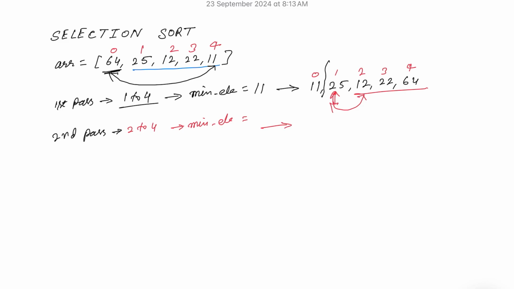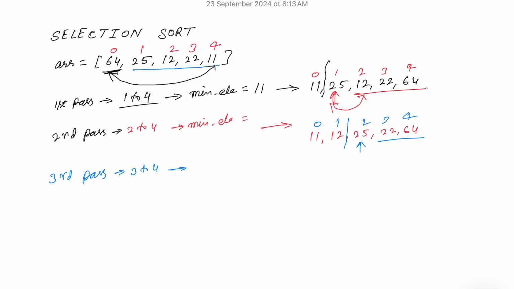So after swapping, what will be? 11, 12, 25, 22, 64. Okay, so this part is now sorted and now our pointer will go on 25, and for the remaining elements we have to see what is the minimum element in the third pass. This will move from 3 to 4. So from 3 to 4, 0, 1, 2, 3, 4.